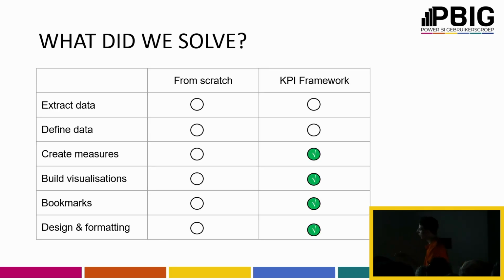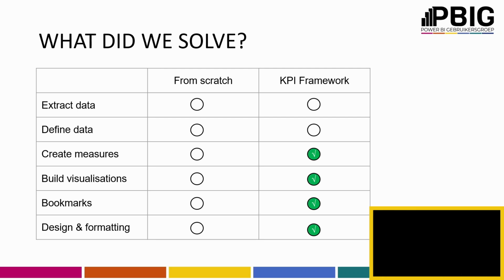Okay, so to quickly summarize, what does this dashboard solve? Extracting and defining the data, those are still manual tasks. Those require human interaction. You yourself have to make a connection with a data source, get your data in, and once it's in, you need to define it. You know, when you have a KPI like revenue, you need to define revenue is the sum of this column. That is something that cannot be automated, that requires business logic and human interaction. All the steps after that can be automated.